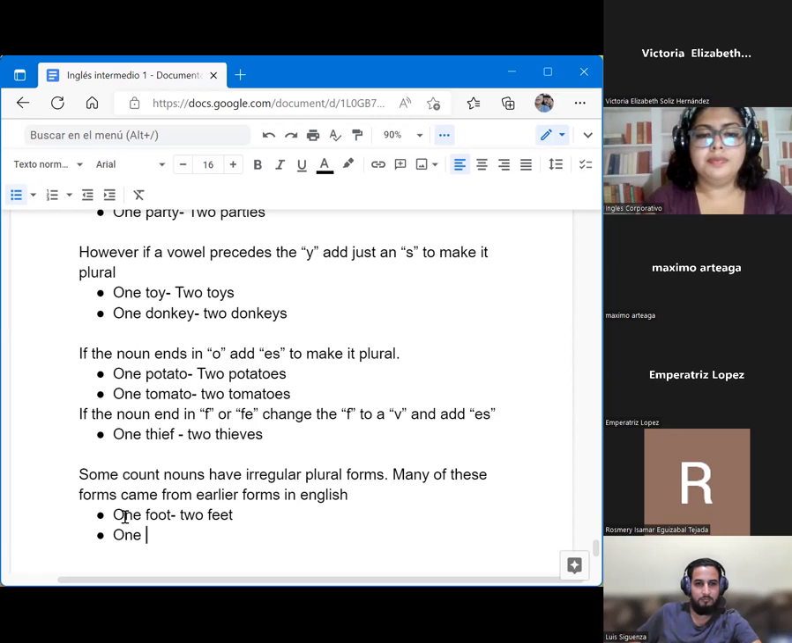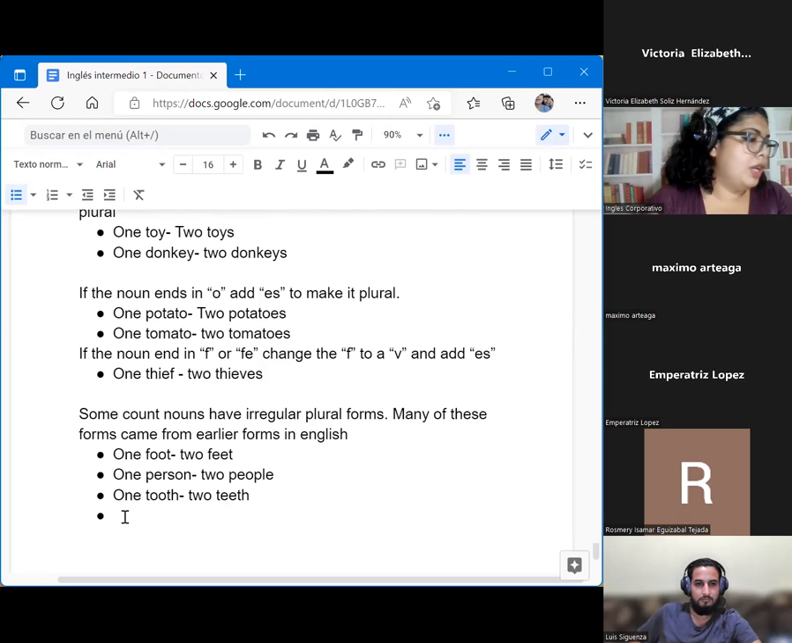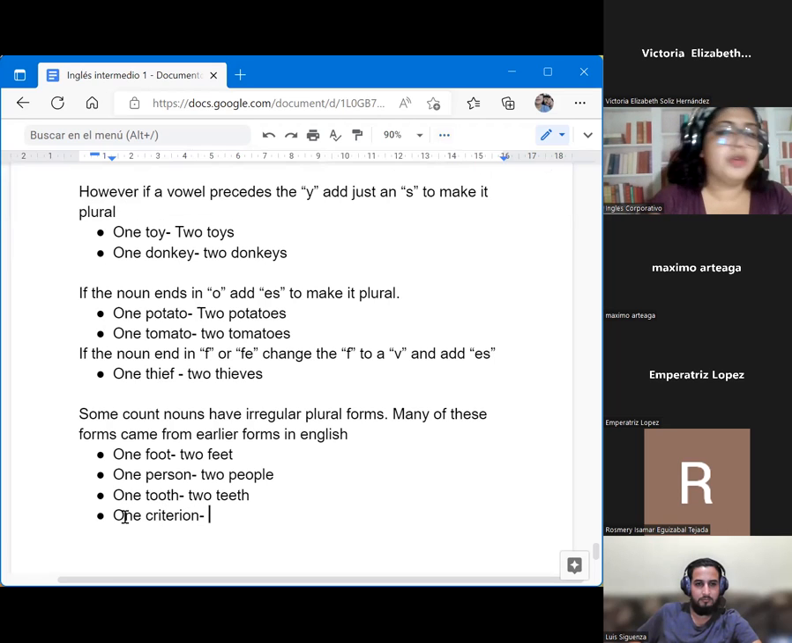One person, and we were saying people. But for the example, we are going to write two people, because we are going to mark the difference. Then, one tooth, and we change to two teeth. And the last one, one criterion, and we have two criteria.